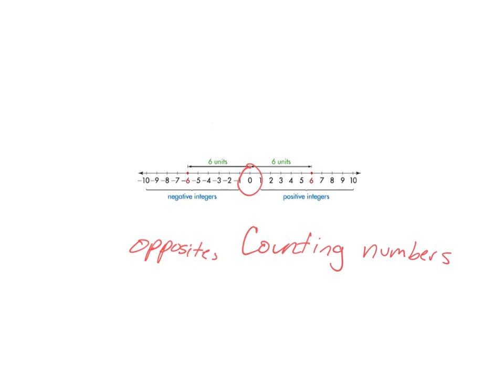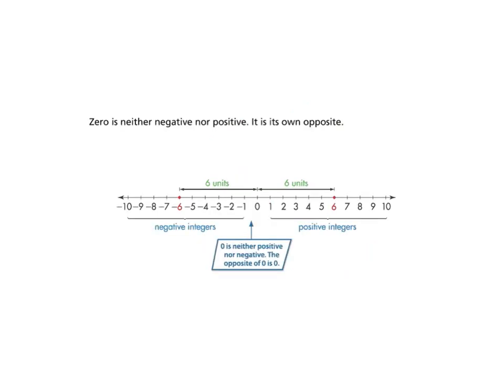So if I have the number 6, what is the opposite of 6? If you said negative 6, then you're correct. 6 and negative 6 are opposites of each other and are the same distance from 0. It's important to note that 0 is neither positive nor negative. The opposite of 0 is 0. So, what is the opposite of 0?